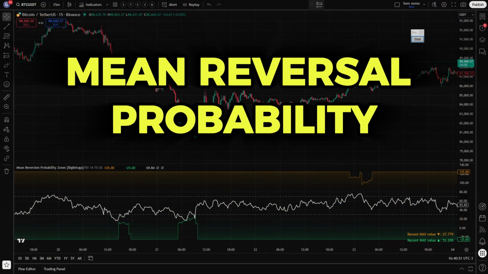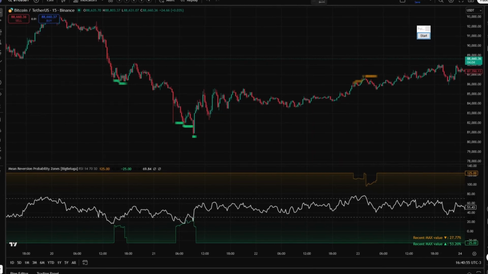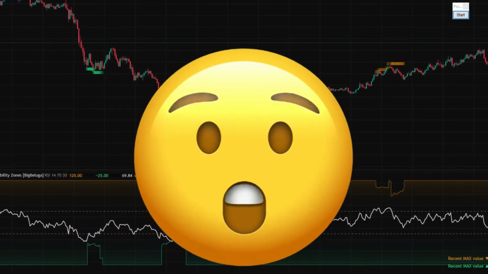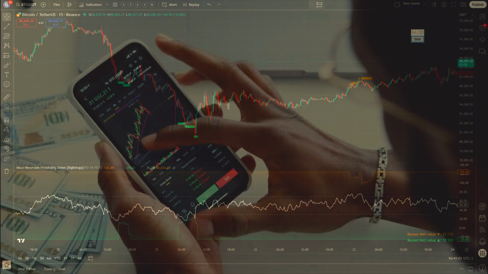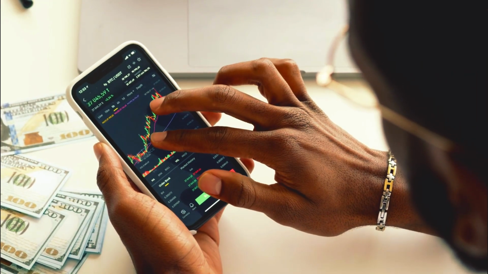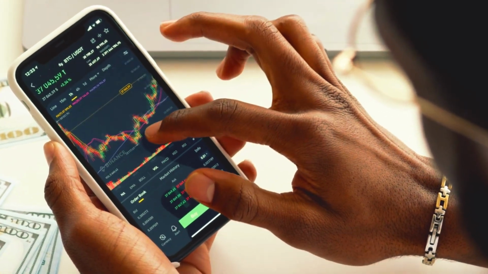It's the Mean Reversion Probability Zones by Big Beluga, one of the most intelligent scripts for detecting when the price is stretched to its limit and is about to revert. So if you want to trade any market on TradingView, this indicator could change how you see extremes, reversals, and timing. So let's jump right in.